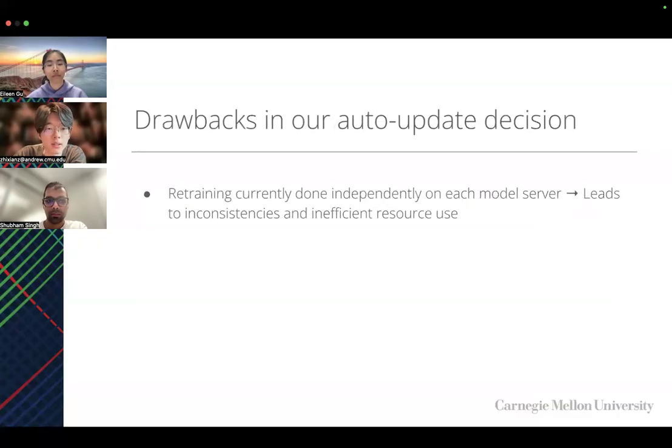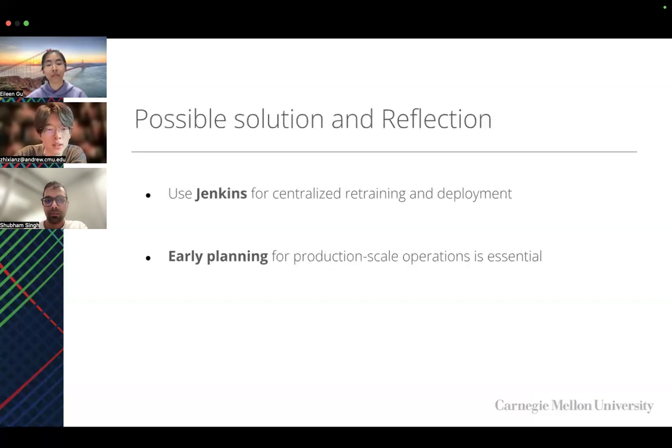The drawbacks in our current auto update decision is that the retraining is currently done independently in each model server. During deployment, we may have several model servers, and each one does not initiate retraining at the same time. So it may lead to inconsistencies and inefficient resource use. If I could do it another time, I would use Jenkins for centralized retraining and deployment. And for the teamwork, I would do some early planning for production scale operations.